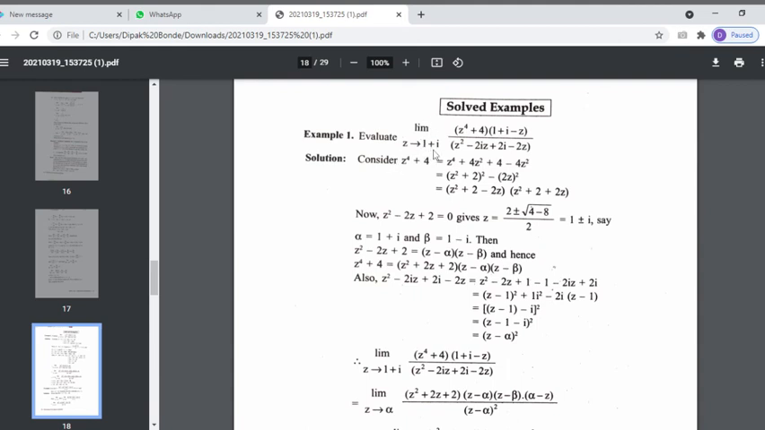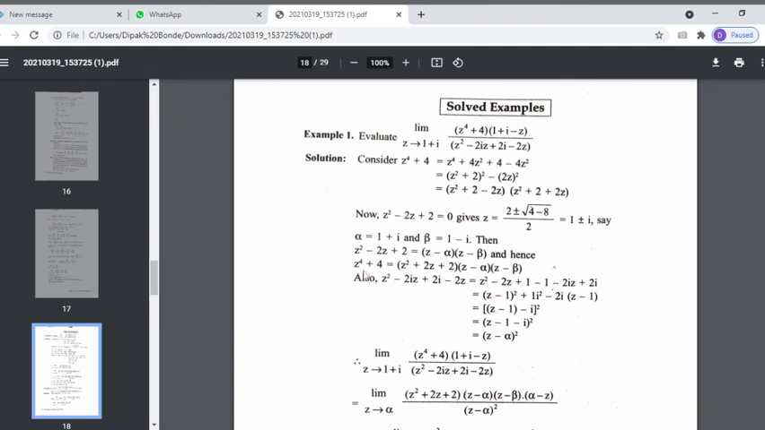Evaluate the limit z tends to 1 plus I of z raised to 4 plus 4 into 1 plus I minus z upon z square minus 2 I z plus 2 I minus 2z. So simply we have to find the factors of z raised to 4 plus 4. Here we can add 4z square and subtract 4z square. So this is the perfect square of z square plus 2, bracket square, minus 2z square, and it is a square minus b square. So in the first bracket a minus b, in the second bracket a plus b. Again find the roots of this, which are nothing but 1 plus or minus I.